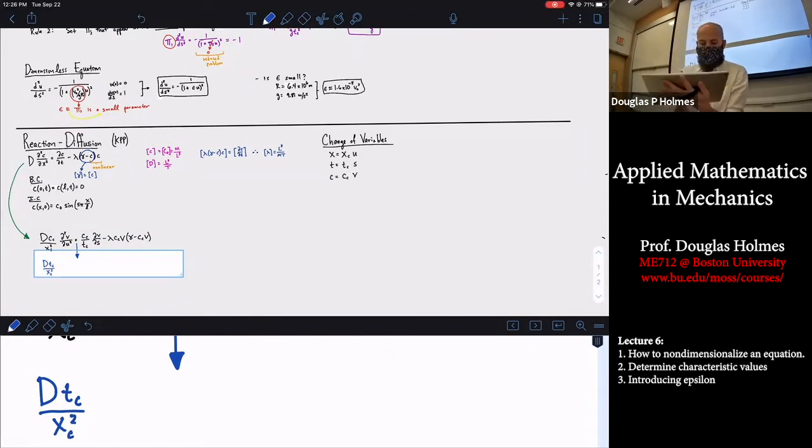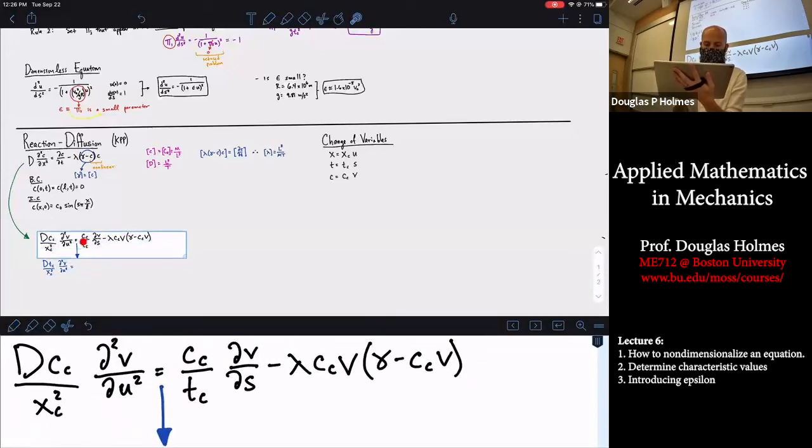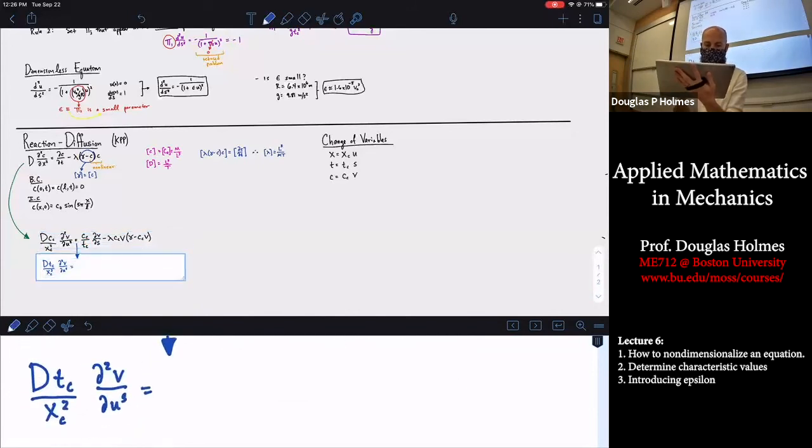And that's going to be timed as my second derivative. I cancel out. I move the TC over to the left-hand side. I move the characteristic concentration to the right-hand side. So this term got canceled out through that process. So I end up with just the derivative of v with respect to s.